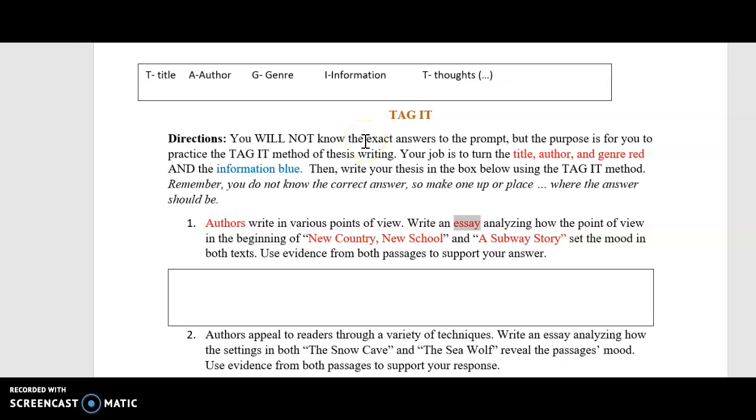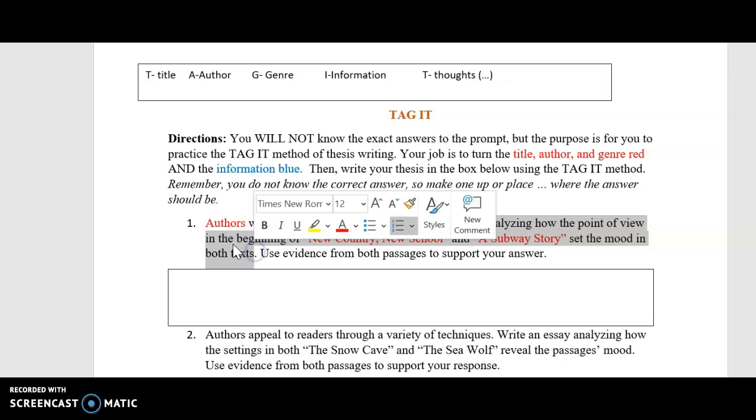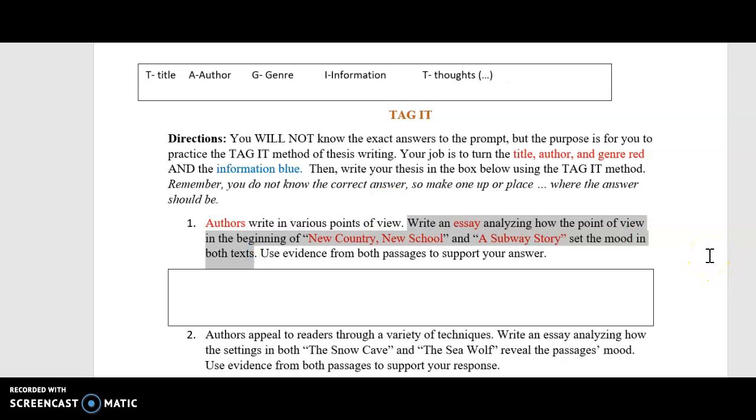Now we need to find the information. So what is the question asking us to do? Well, the first sentence is kind of like a topic sentence, and the last sentence is kind of like a conclusion, or a concluding sentence. So the only sentence you should be looking at is this middle sentence right here. You need to find out what it is asking us to do. Well, it says write an essay analyzing how the point of view in the beginning of "New Country, New School" and "A Subway Story" set the mood in both texts. Okay, so the information they're asking us to write about is how the point of view of the two titles set the mood.